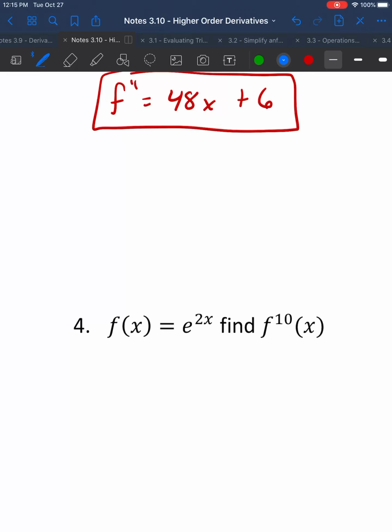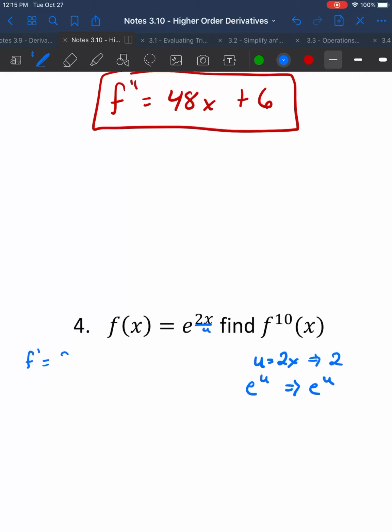Number 4, I need the 10th derivative. Yes, you could work out all 10 derivatives. But anytime you have e to the u, you can follow a pattern. If u is 2x, the derivative of u is 2. Which then means I have e to the u, but the derivative of e to the u is still e to the u.